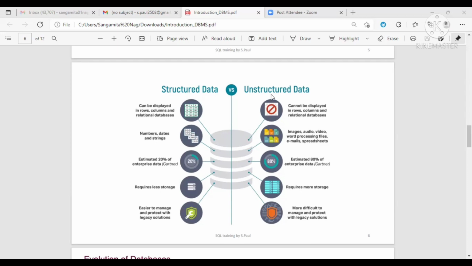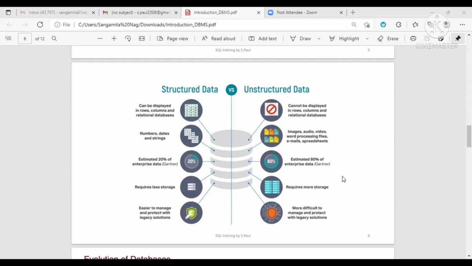And in unstructured data, as you can see, we can store images, audio, video, word processing files, emails, spreadsheets. Anything that we cannot quantify, we cannot store in structured format, goes under unstructured, right?